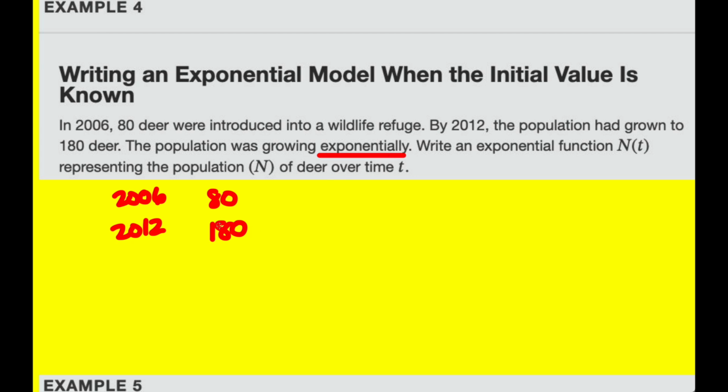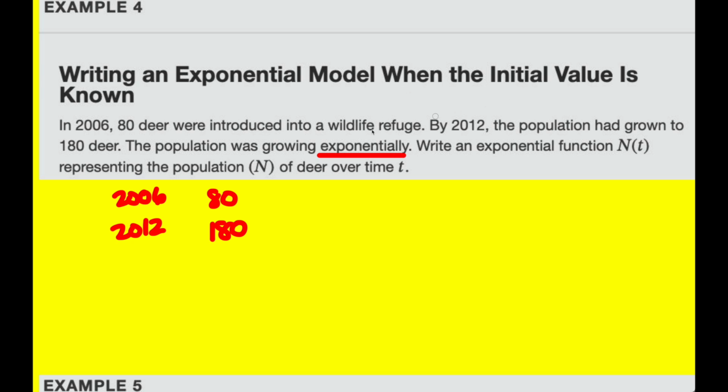So if you wanted to, you can say, oh, this is linear and it's just growing by a fixed amount the entire time. But it's not. It specifically says that it's exponential. Most population does grow exponentially like this. Write an exponential function n of t. So now we're actually making a function. Before we were using a function to find a value. Now we have the values and we're trying to make the function. So this will be interesting.